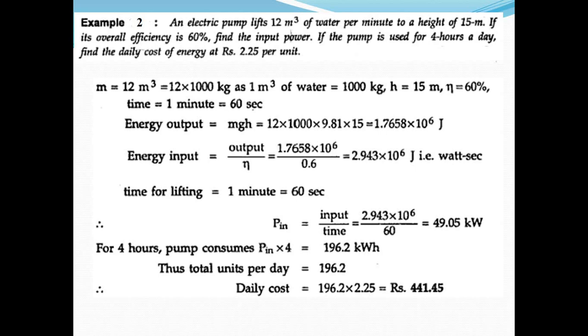How will we find the energy consumed? Input power is 49.05 kilowatt. So energy consumption is equal to power in kilowatt into time in hours. So 49.05 into 4. Okay, and cost is equal to energy consumption into cost per unit, that is 2.25.